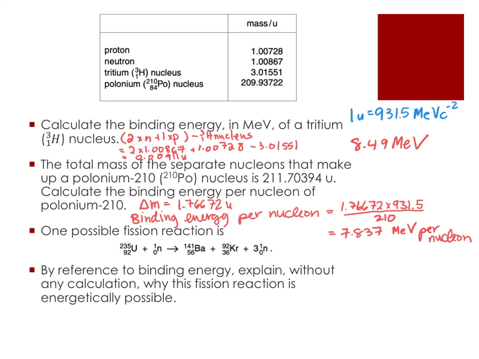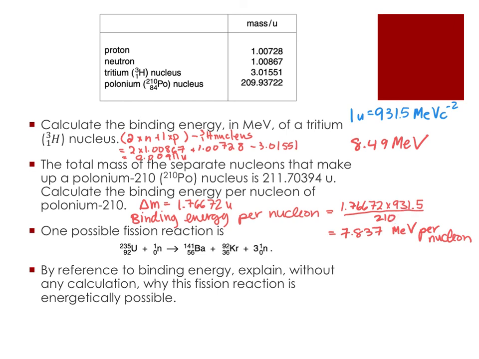And notice I've changed my answer into mega electron volts per nucleon, the more traditional value. You should receive a value of 7.837. Why did I keep only 4 significant figures? That's because that's all I have here in my conversion between atomic mass units and mega electron volts.